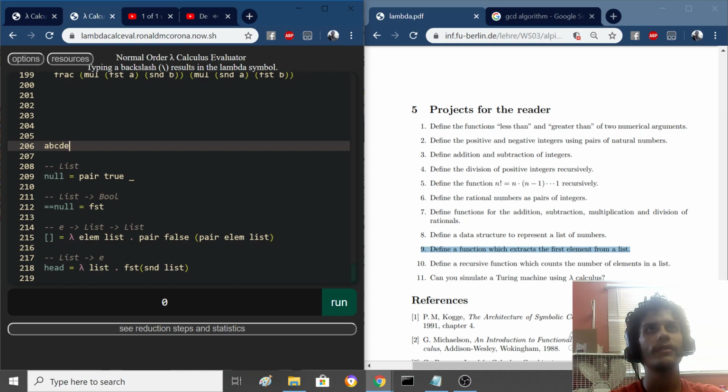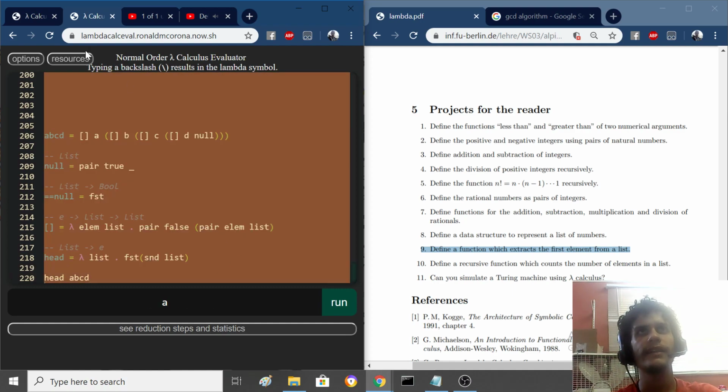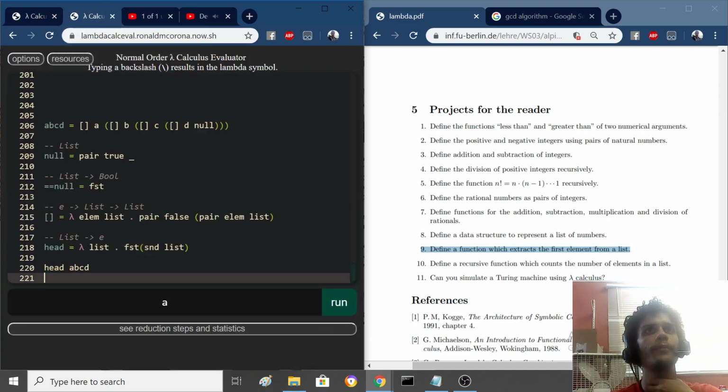I'll just keep this list defined here, A, B, C, D, and then it'll be a list of A and B and C and D and null, and there we go. What's the head of this list? Just A. Cool. Very nice. That is the first element of the list.